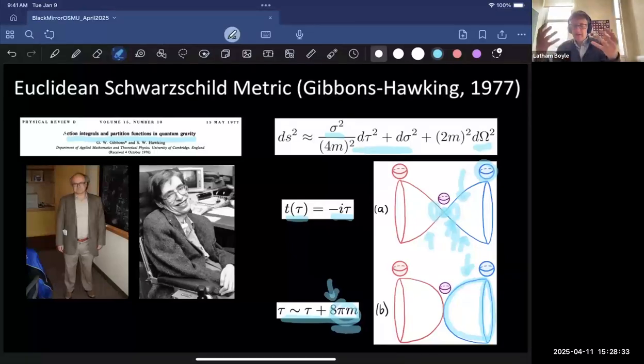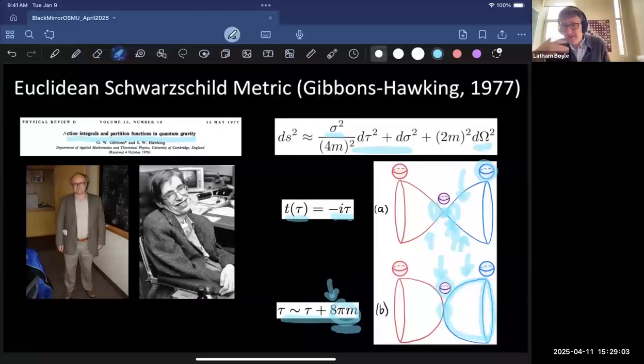And now if we impose this period, the period that smooths out the tip, we see that we don't just get a single bowl, we get two bowls that still share a common S2, this purple S2, in common between them. So they're joined at a two-dimensional sphere, which is the two-dimensional sphere of the horizon of the black hole.